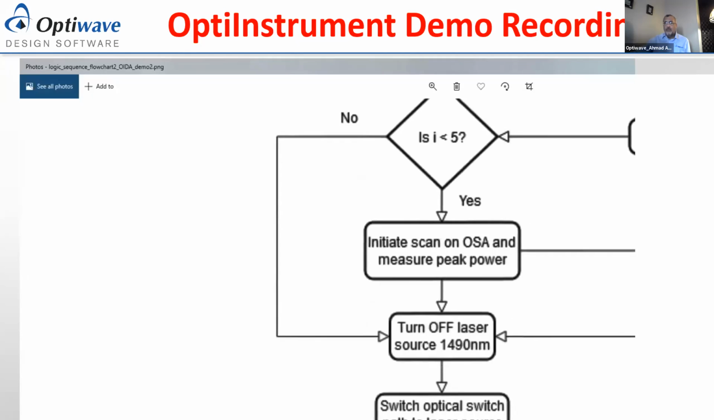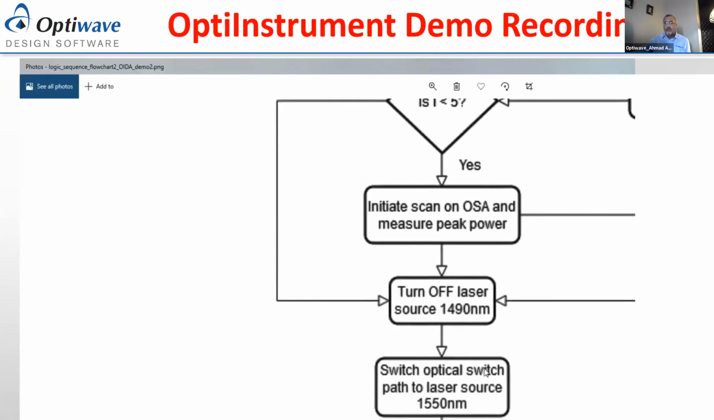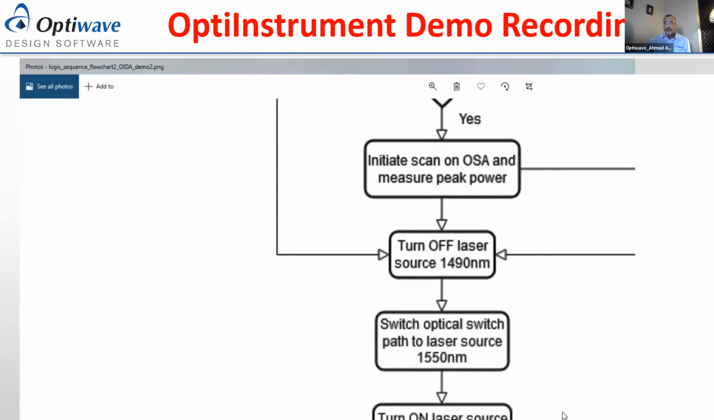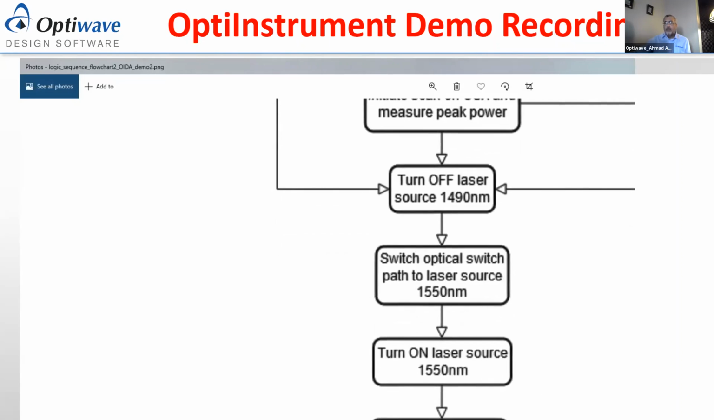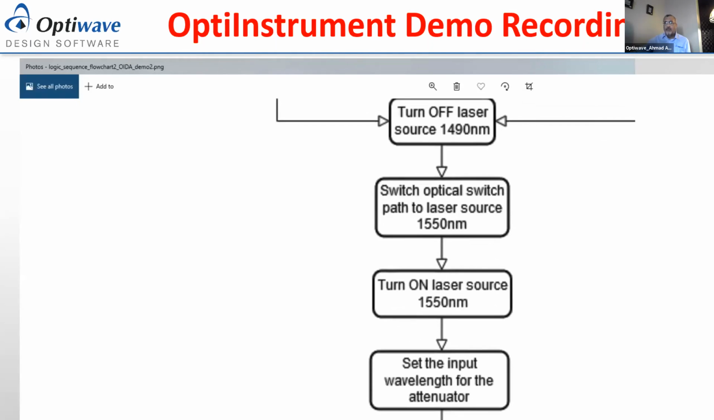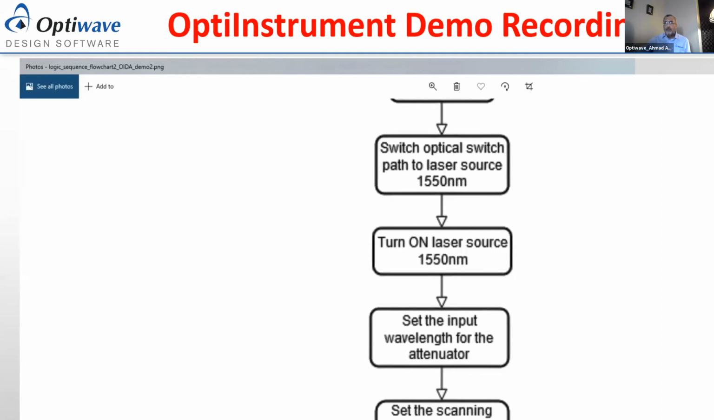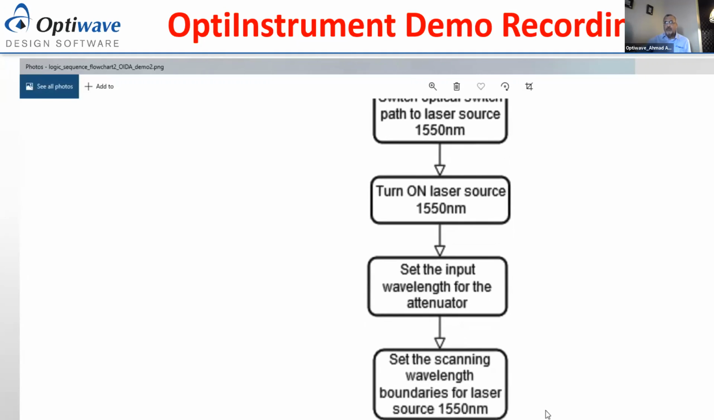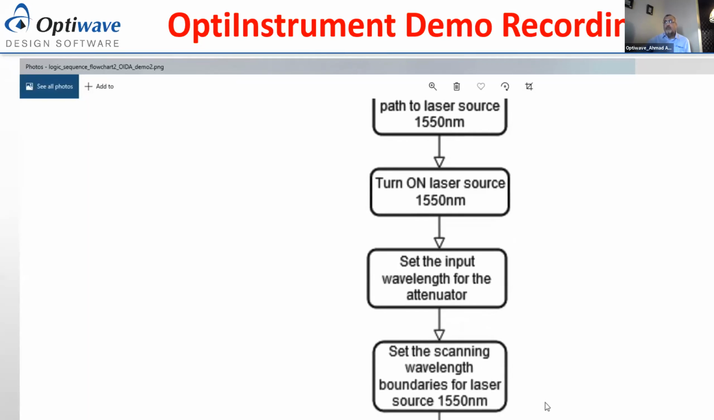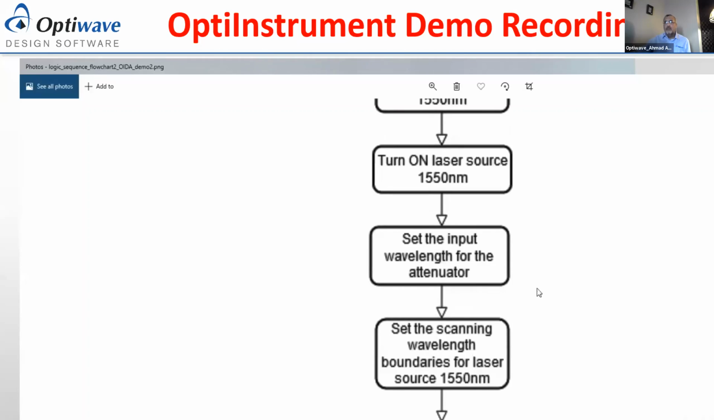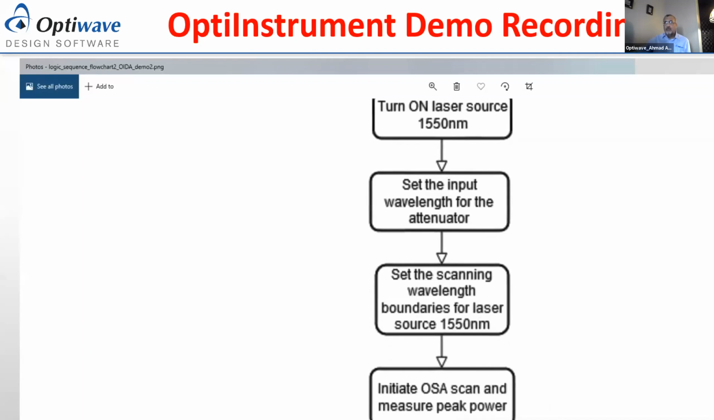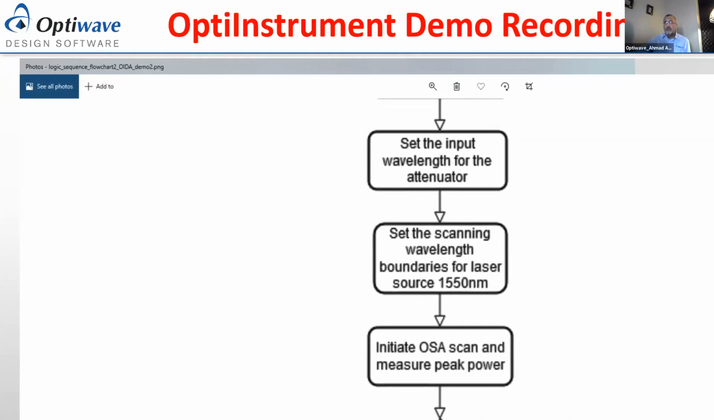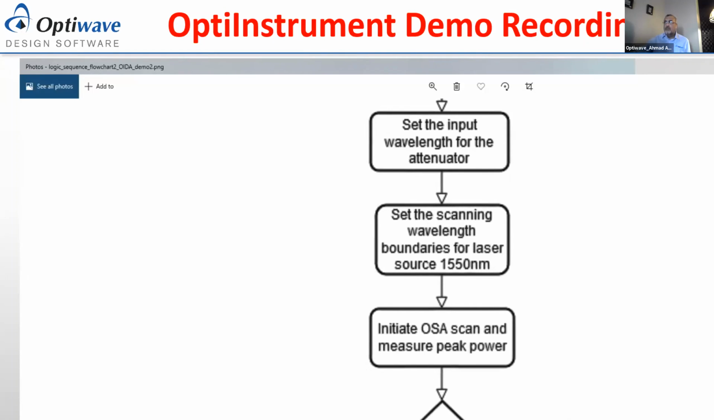laser source. We move to the next laser source by switching the optical switch path to the 1550 nanometer laser source. Then we turn on the laser source. We set up the input wavelengths for the attenuator. And in this case, we won't be setting the attenuation because, as you will see in the later part of the sequence, we will be changing the attenuation value during the sequence. After that, we go to the OIDA where we set up scanning wavelength boundaries, and then we initiate the scan and measure peak power.